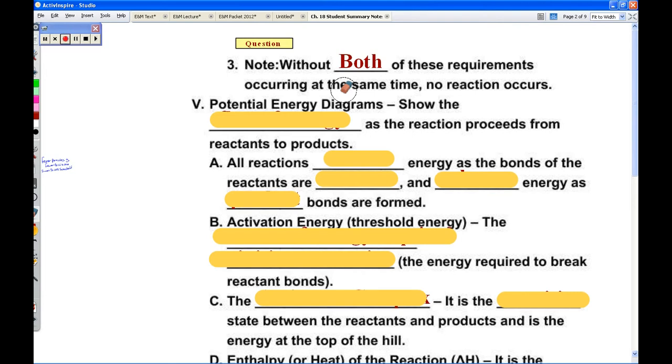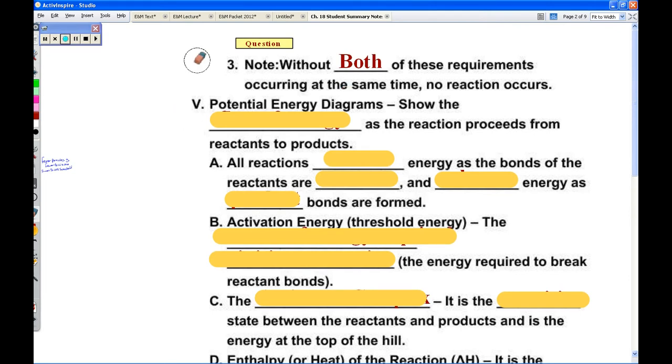Particles can actually bump into each other with the correct angle of attack, but if they don't have enough energy, they won't react. Or they could be bullet-to-bullet head-on collisions, huge amounts of energy, and if they don't hit it just the right way, they're also not going to react. They have to have both things.